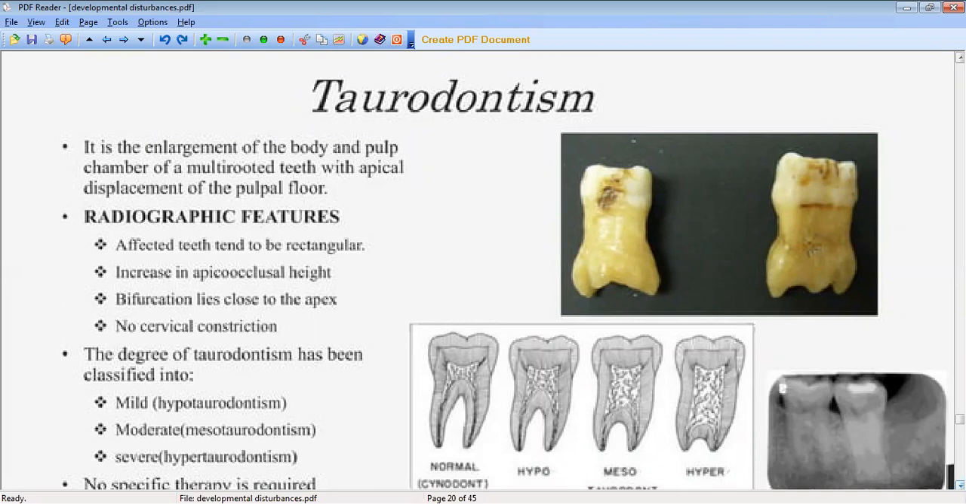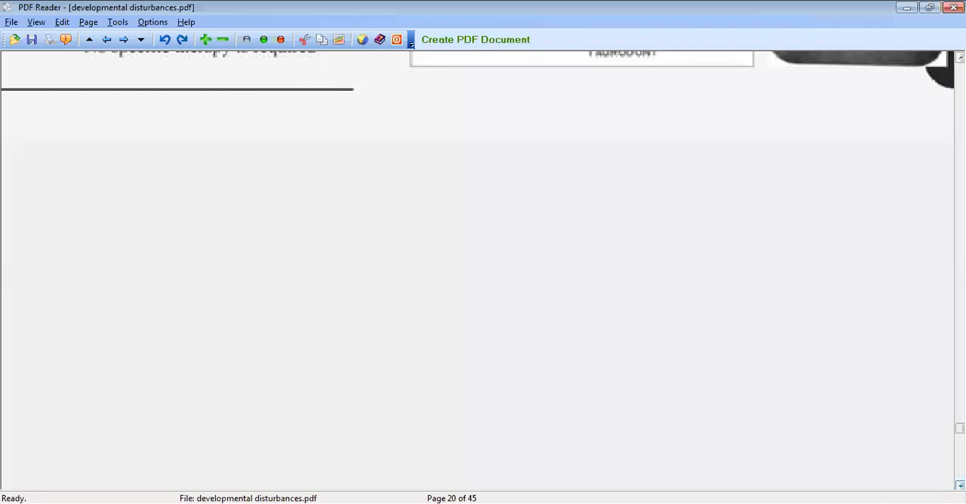Increase in apical height. Bifurcation lies close to the apex. No cervical constriction. It may be mild, moderate, severe. Mild is called hypotaurodontism, moderate mesotaurodontism, then severe hypertaurodontism. Right, no specific therapy is required, only operator skill is required to obturate it, right?